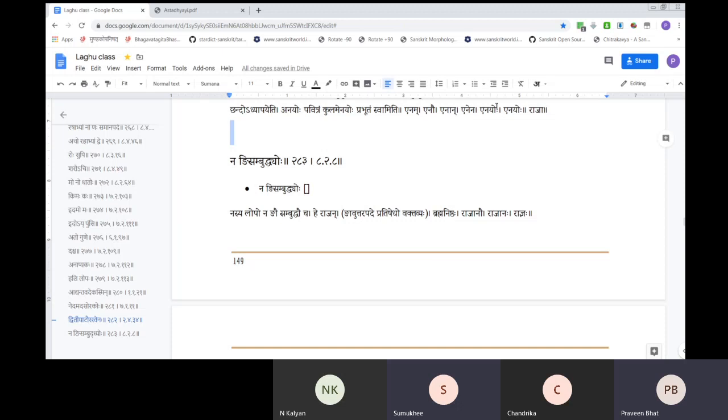Right, okay. So these are optional forms anyway, and they are not really optional. Strictly speaking, it is anvadesha.